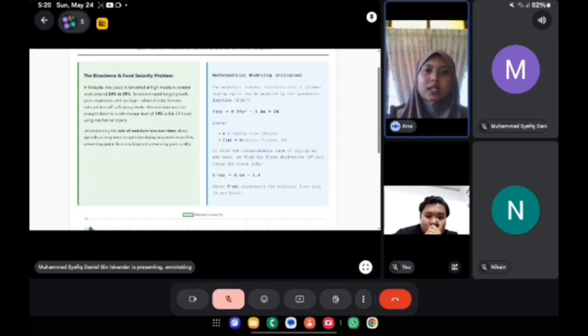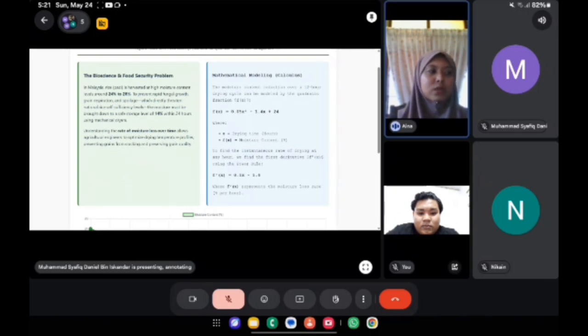I've been using mathematical modeling and calculus to understand the rate of moisture loss over time, which allows agricultural engineers to optimize the drying temperature profile, preventing grains from cracking and preserving grain quality.